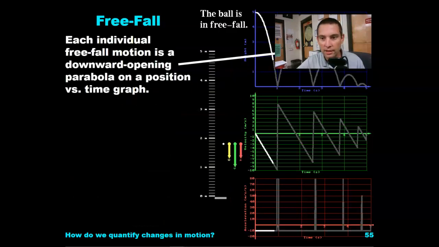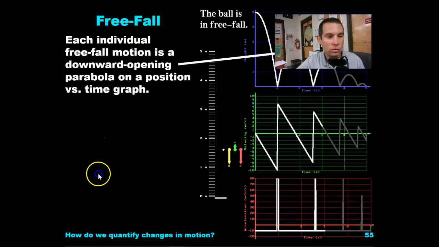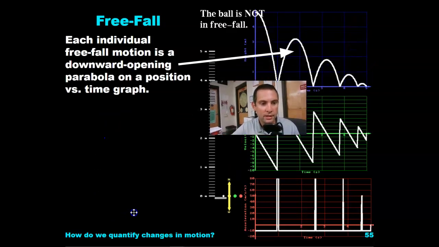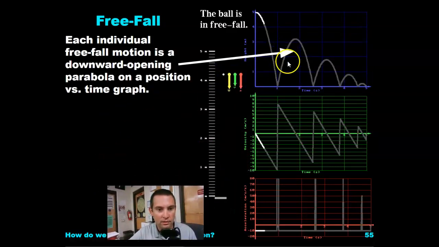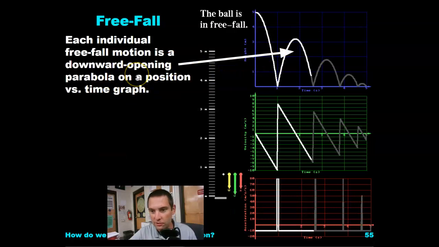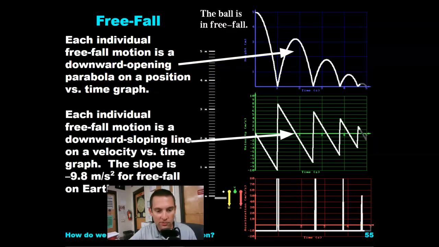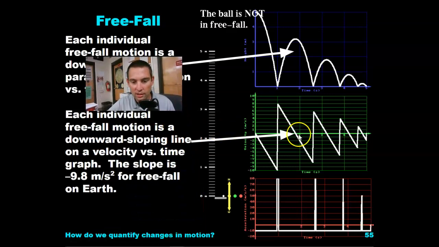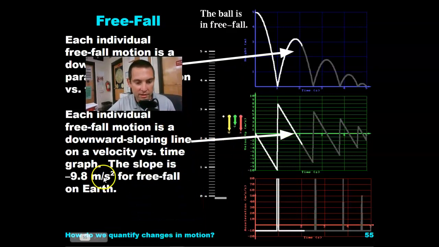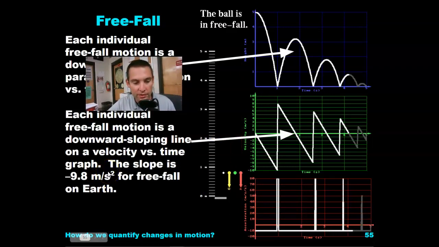Each individual free fall motion is a downward opening parabola on a position versus time graph. Each individual free fall motion is a downward sloping line on a velocity versus time graph. The slope is 9.8 meters per second squared for free fall.